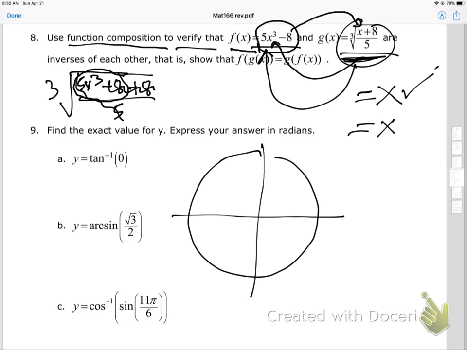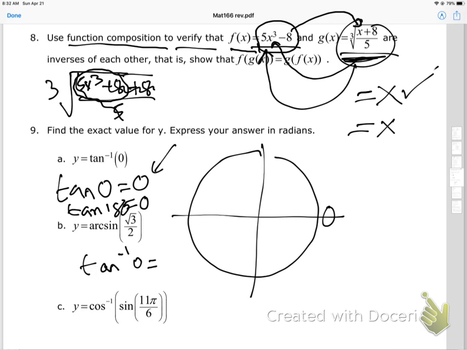Right, some trig stuff. Unit circle. Well, I happen to know that the tangent of 0 equals 0, okay? So the inverse of 0 will give you 0 degrees. But also, the tangent of 180 is 0. So again, the inverse of 0 would be equal to 180. So in other words, 0 and pi, if it wants radians, are the answer to this one here.